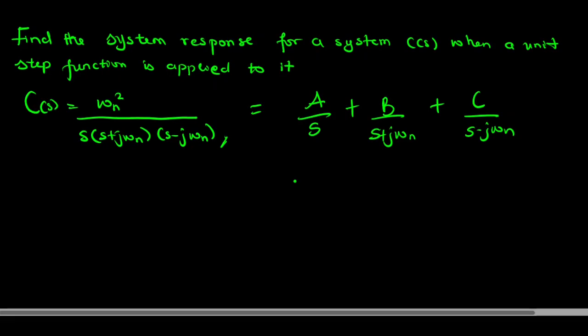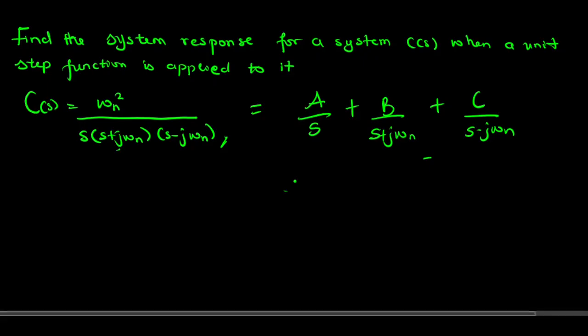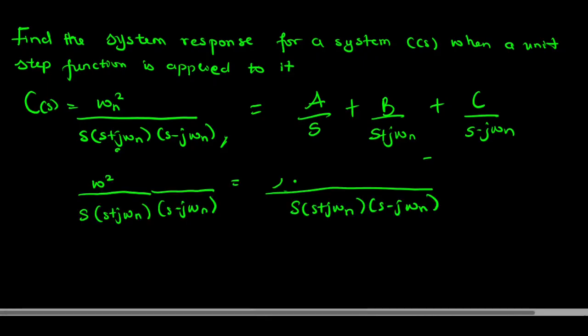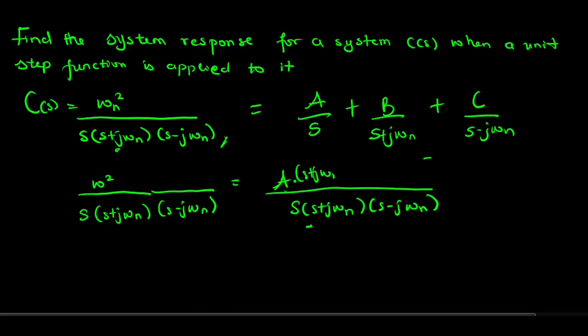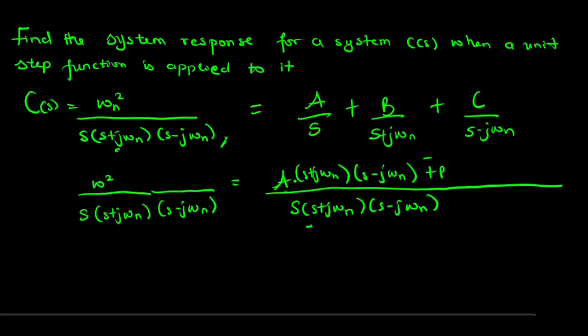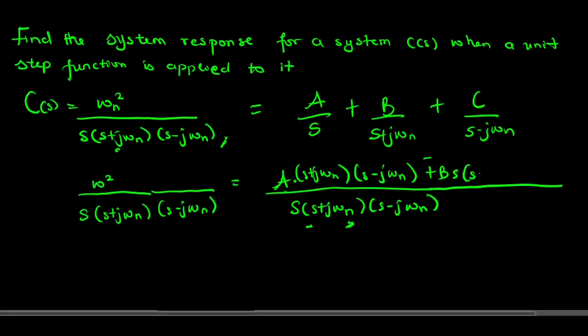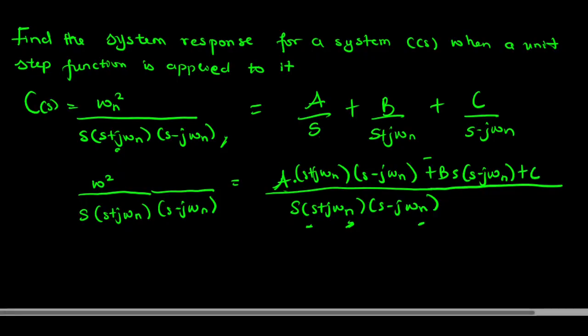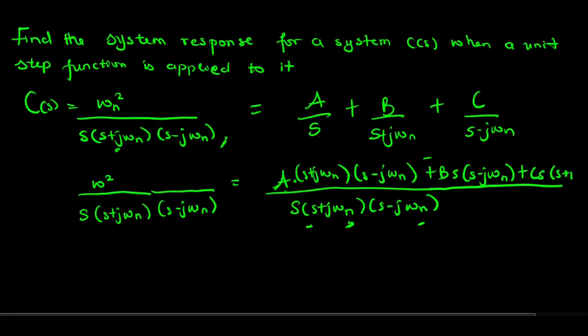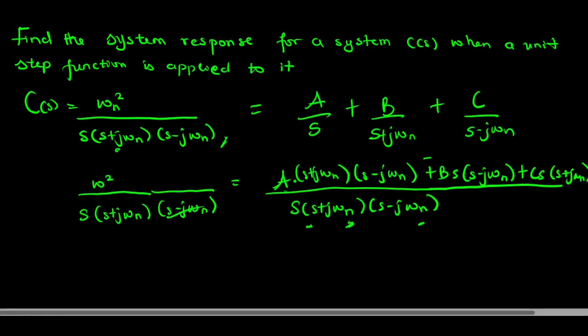Now we can take the LCM of this. The LCM will simply be this again. So for A, this will cancel out s, leaving you with (s plus jωn)(s minus jωn). Now plus B. For B, this will cancel out, leaving you with B times s times (s minus jωn). And for C, this will cancel out, leaving you with C times s times (s plus jωn). So now these two denominators will cancel out, leaving you with only the numerator.